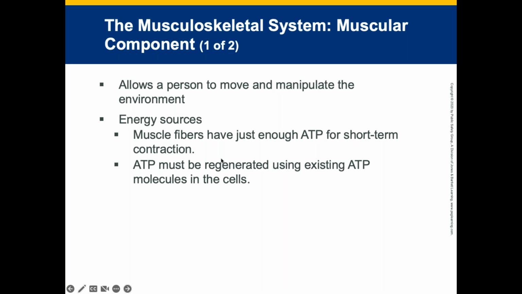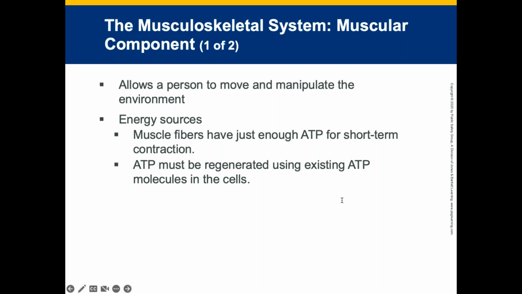So the musculoskeletal system has several functions. One, it gives the person the ability to move and manipulate the environment. It's made possible by the contraction and relaxation of this system. Another function of the muscle is to protect the structures underneath them. As far as energy sources go, muscle fibers have just enough adenosine triphosphate for short-term contraction. ATP must be regenerated when fibers are active, using existing ATP molecules in the cell.